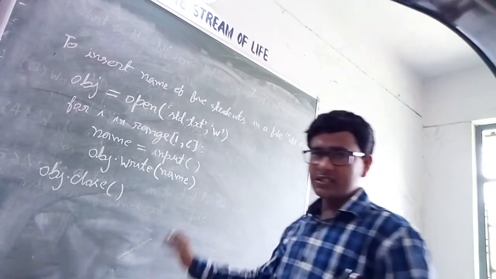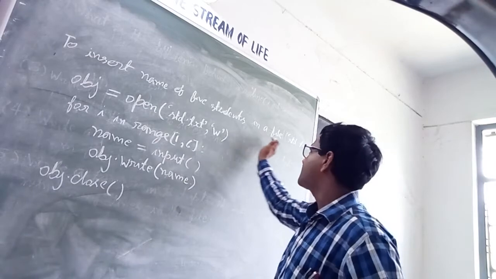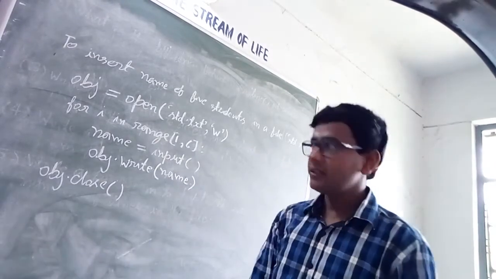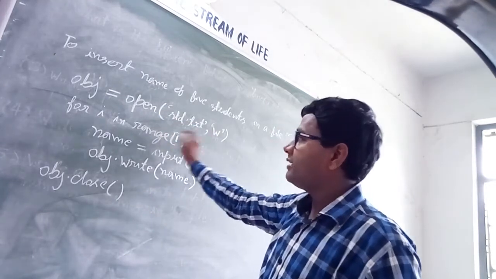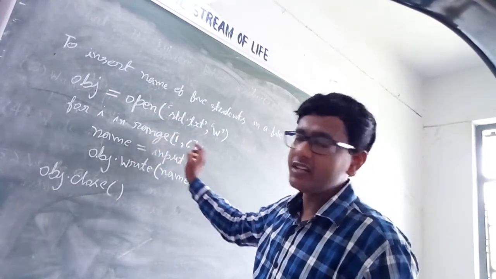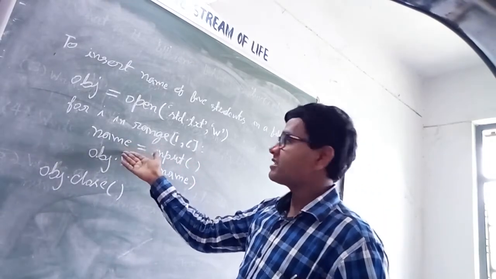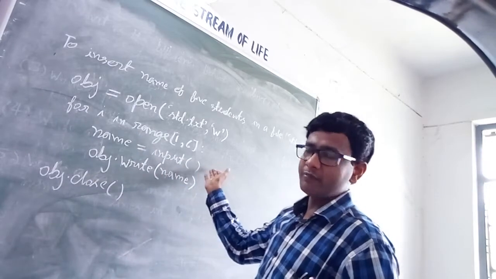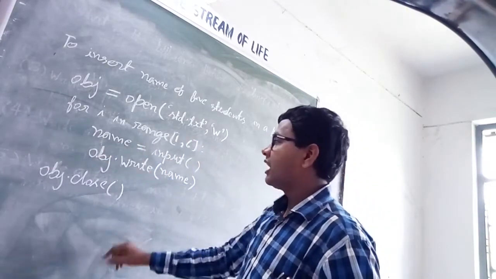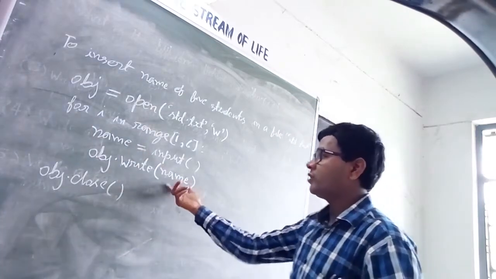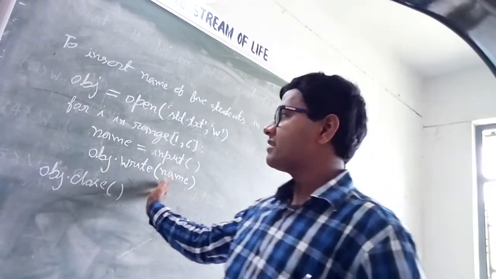This is the program for entering the names of 5 students in the std.txt file. First of all, we open our file in write mode, then use a for loop for taking 5 entries. These entries come from this statement name equal to input. Input के थ्रू जो भी हम एंटर करेंगे वो stored in the name variable. Now we take the name variable as an argument in the write function.